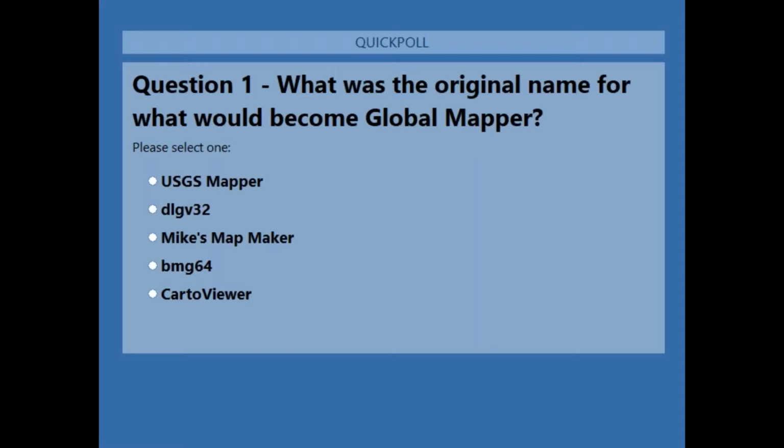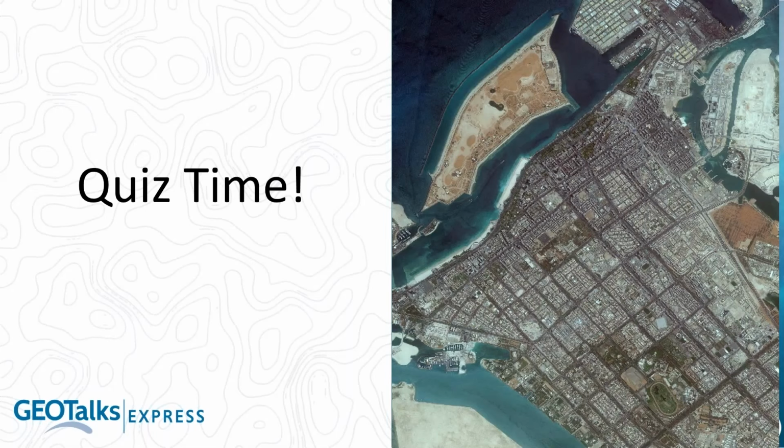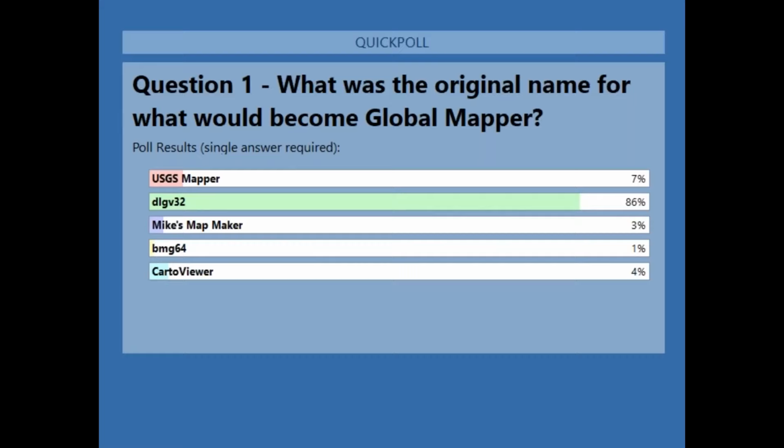And it looks like many of you were paying attention. That's great. I'm so glad to see that you were listening when Mike was giving his spiel. So just a couple more seconds. And by the way, we know what your answers are, so we'll contact you personally if you are the lucky winner of our t-shirts. I want to close that one. I will share the results very quickly so you can see what your fellow attendees said. Obviously, most of you realized it was DLGV32, the original name.